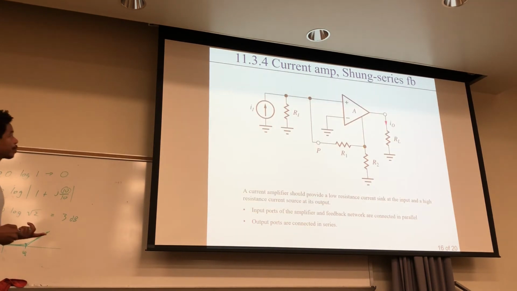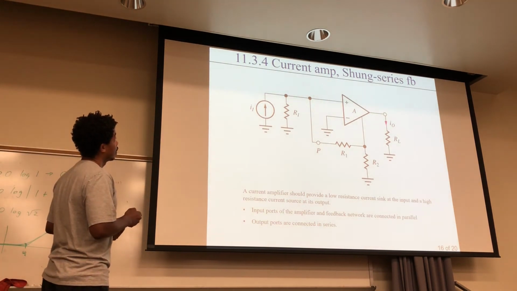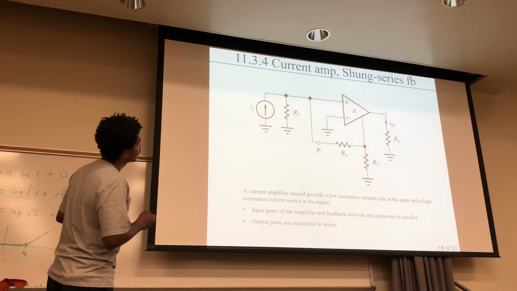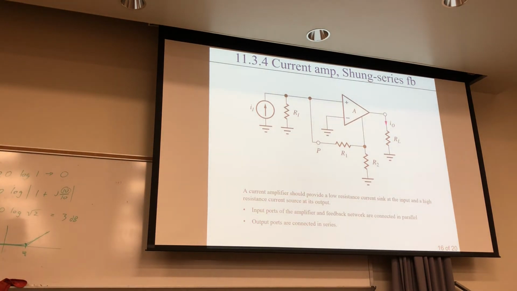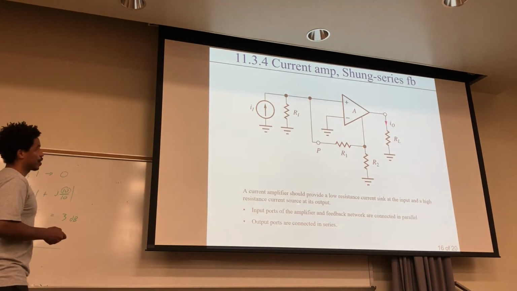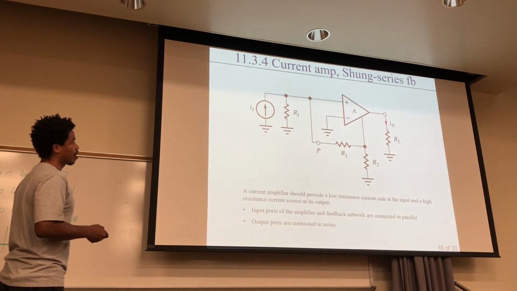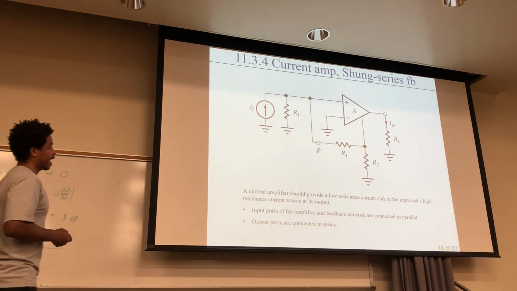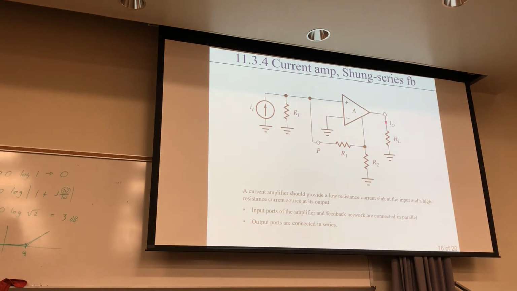Okay, the third type is called a current amplifier. It should be shunt series feedback. A current amplifier should provide a low resistance current sink at the input and a high resistance current source at its output. So that means the input ports of the amplifier feedback network are connected in parallel, and the output ports are connected in series. That type.